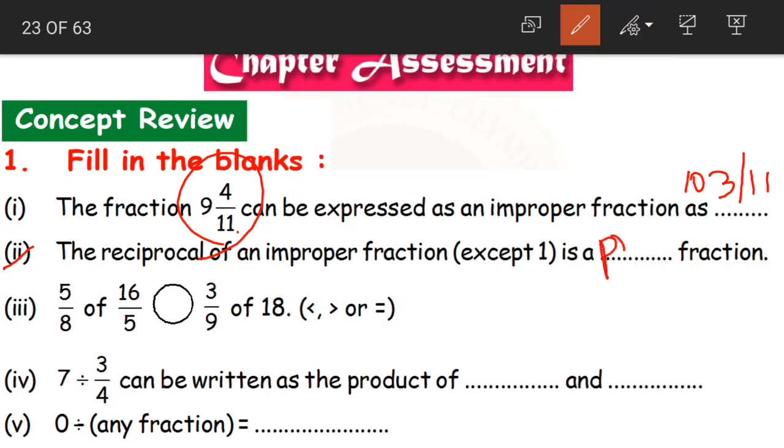So what is the correct answer here? The reciprocal of an improper fraction except 1 is a proper fraction. Why are they saying except 1? When I take the fraction 1 by 1, which equals 1 only, right? Whenever we divide any number by 1, the answer is the same number itself. So 1 by 1 is nothing but 1. Now this is an improper fraction.